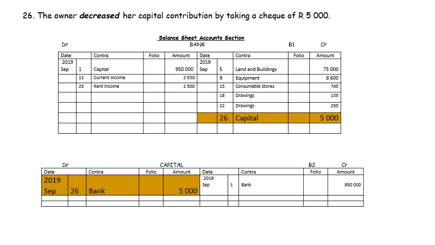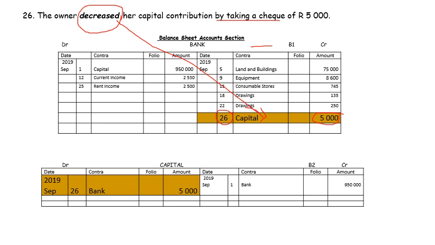Then this transaction on the 26th is a difficult one to understand because you need to read carefully. The owner decreased her capital by taking a check. Taking a check means the business is spending money. If the business spends money, bank being an asset will decrease on the credit side. The date is the 26th. The owner took 5,000 Rand. Why did she take it? Because she wants to decrease her capital. So I need to write capital inside the bank account.